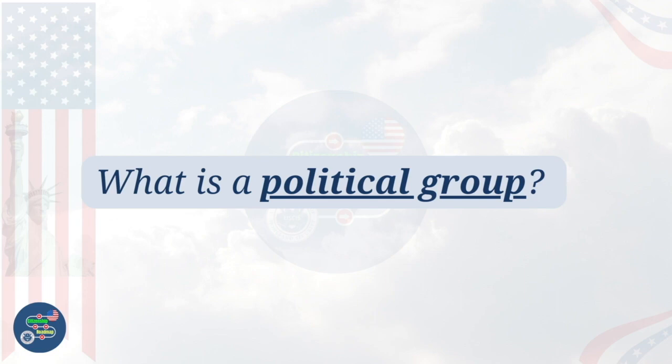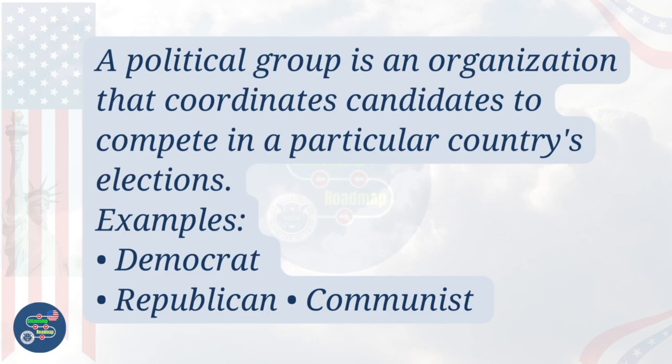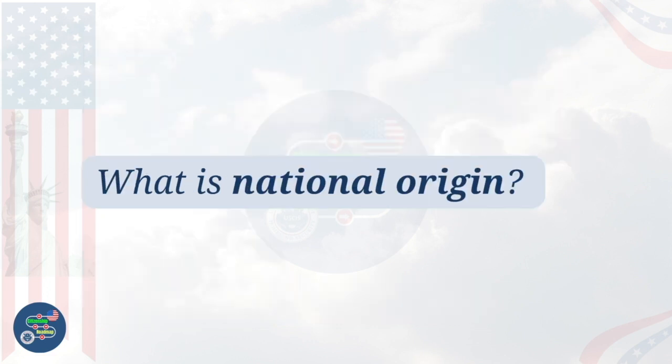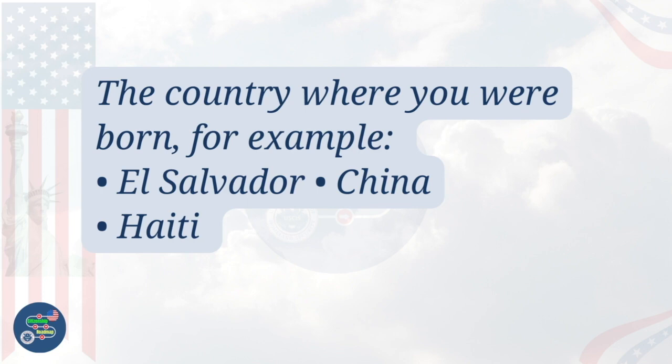What is a political group? A political group is an organization that coordinates candidates to compete in a particular country's elections. Examples: Democrat, Republican, Communist. What is national origin? The country where you were born, for example, El Salvador, China, Haiti.